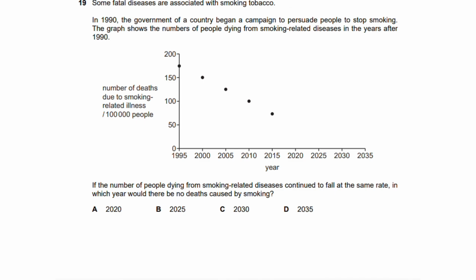Question number 19 states that some fatal diseases are associated with smoking tobacco. In 1990, the government of a country began a campaign to persuade people to stop smoking. The graph shows the number of people dying from smoking-related diseases in the years after 1990. If the number of people dying from smoking-related diseases continued to fall at the same rate, in which year would there be no deaths caused by smoking? So we have a graph here which shows the number of deaths due to smoking-related illness on the y-axis. Here, if we just extend the gradient, it falls on 2030, and that is our option. So C is the correct answer.